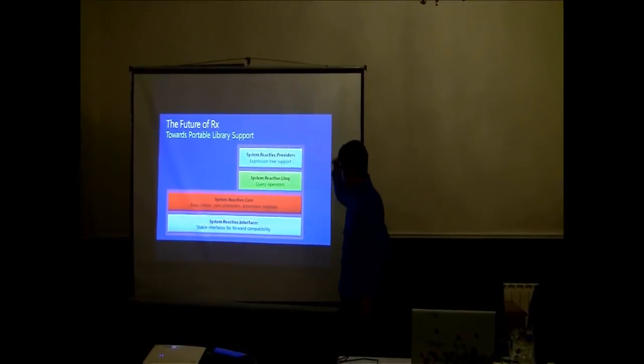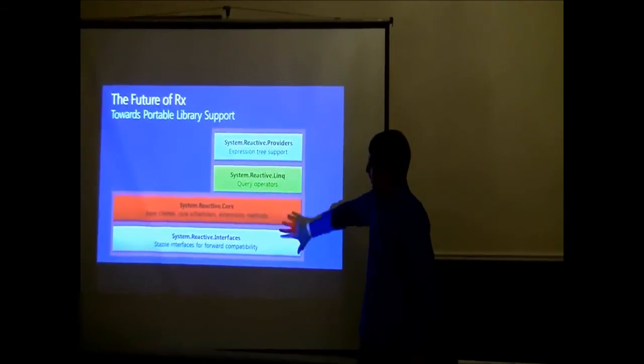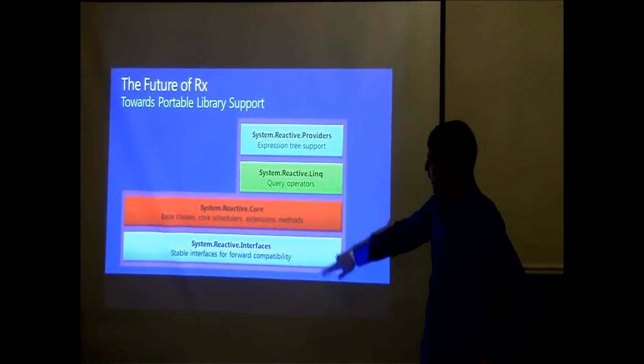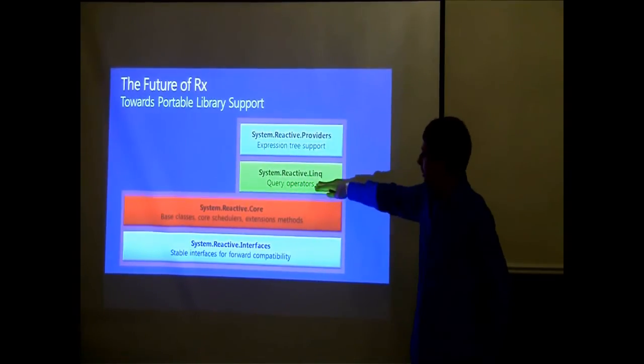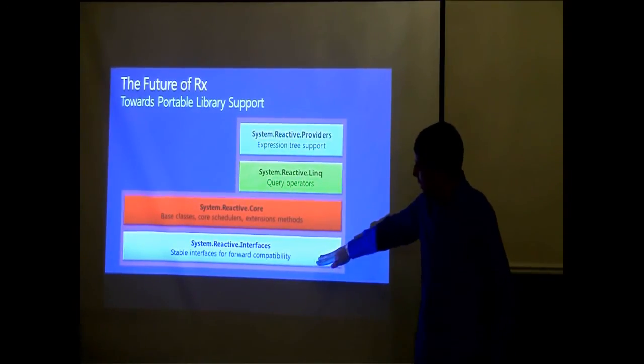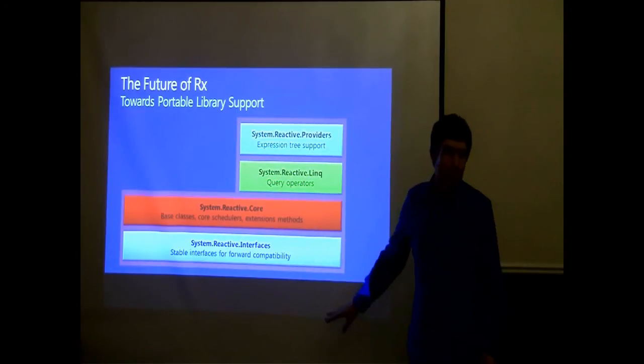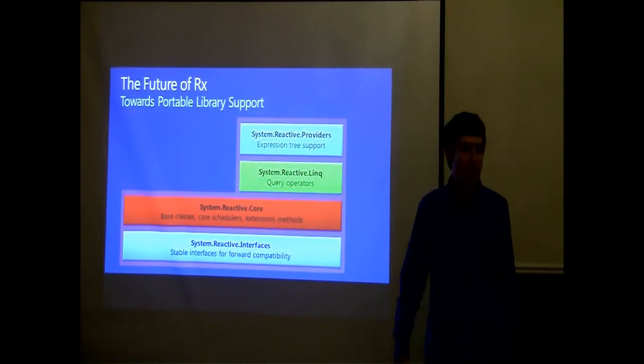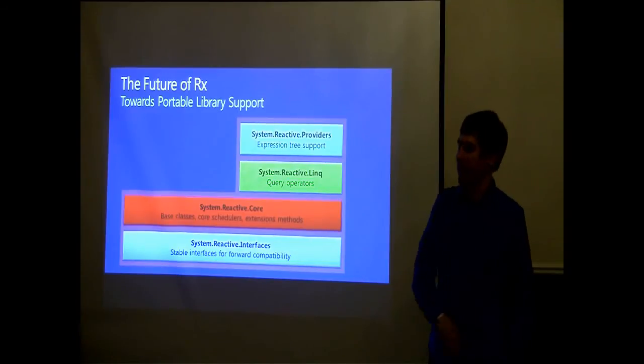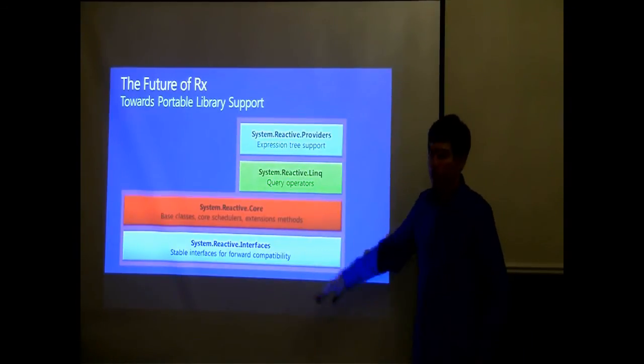So we have a couple of assemblies here. Those three assemblies are in the same colors as my architectural slide. Core contains the schedulers, Linq contains the query engine, Interfaces contains the core interfaces. In fact, the core interfaces are part of the BCL, IObservable and IObserver are in the BCL, so those are just a couple of other ones.